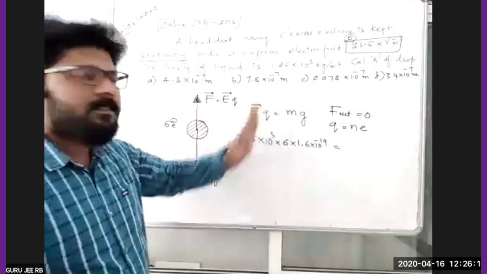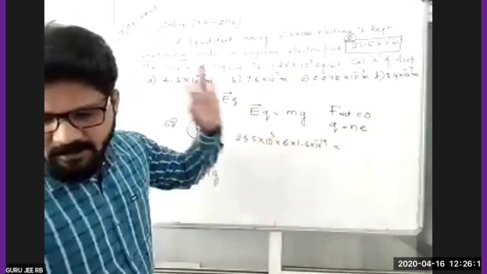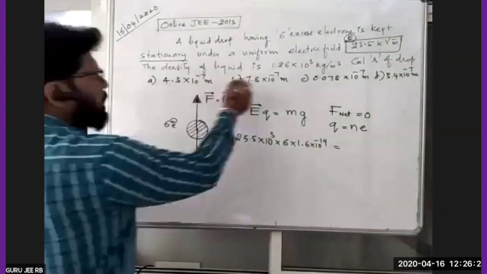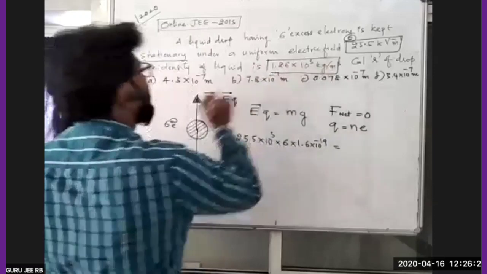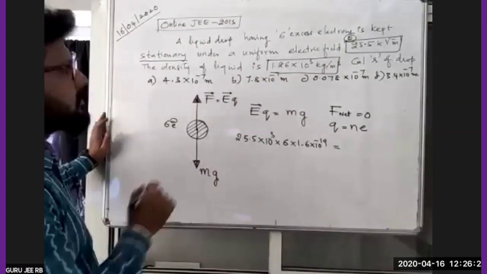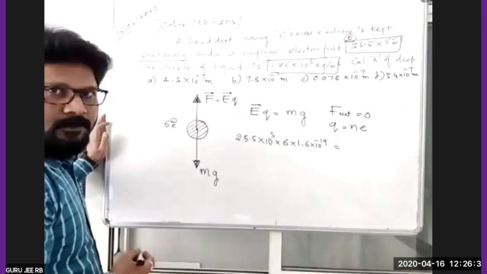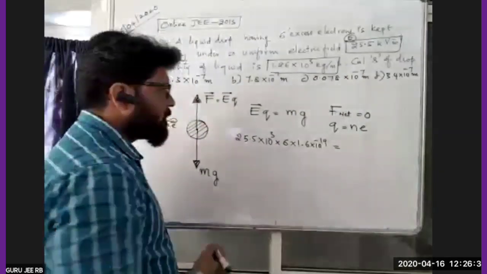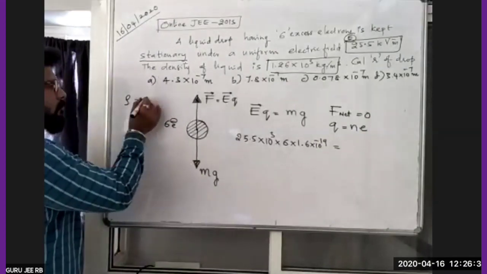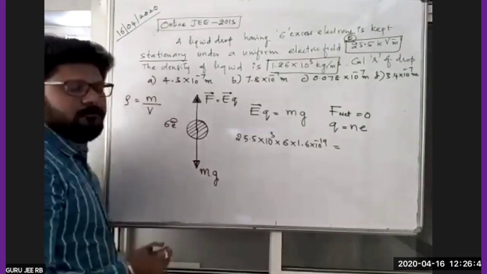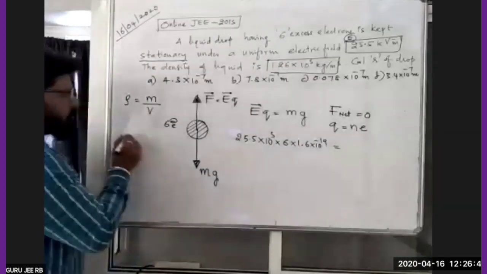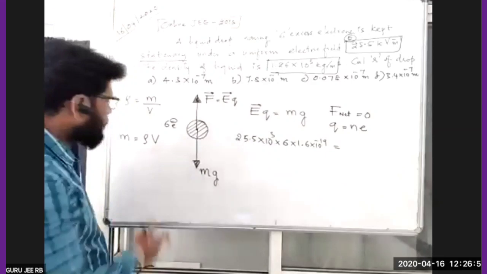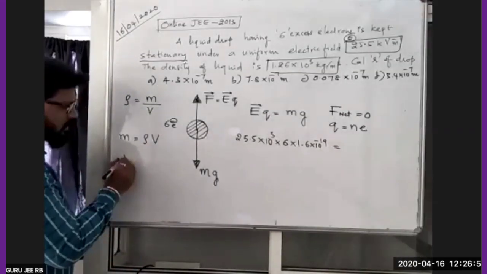But M is not given. G we can take as 9.8 or 10; let us take it as 10. M is not given, but the density is given, and he is asking us to calculate the radius. So we have mass, density and radius. Density is equal to mass by volume. Now mass is equal to density into volume, because mass is not given. I am trying to convert into density and volume.